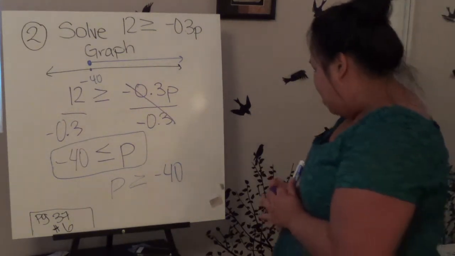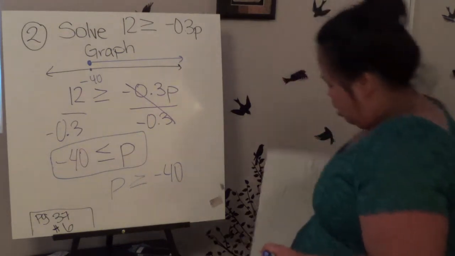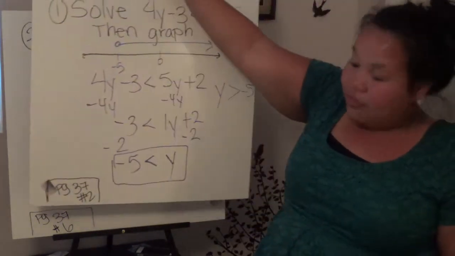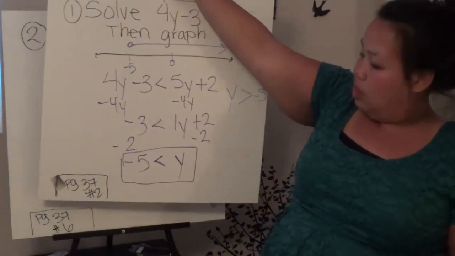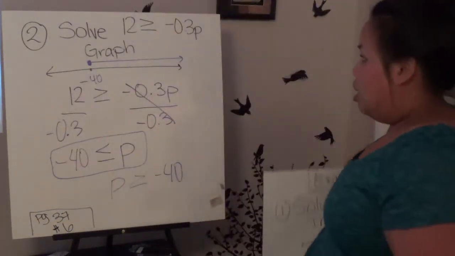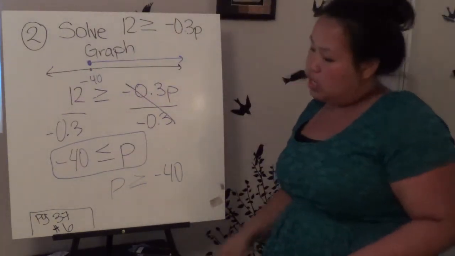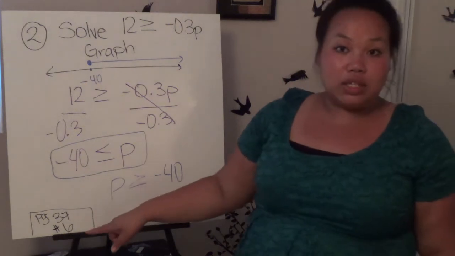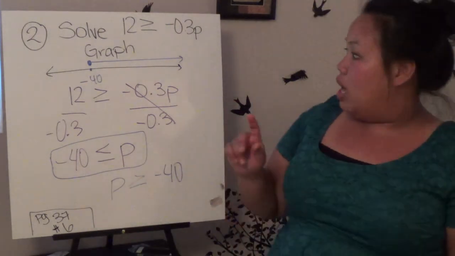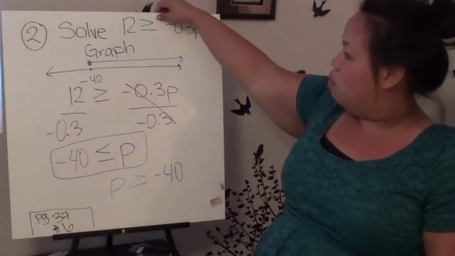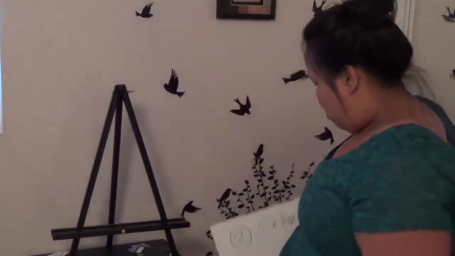Your first problem, I forgot to mention, you're going to do page 37, number 2. Page 37, number 2. And then this one is page 37, number 6. So far it's number 2 and number 6. And we have one more example problem.